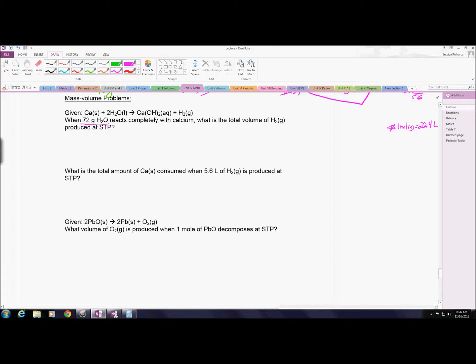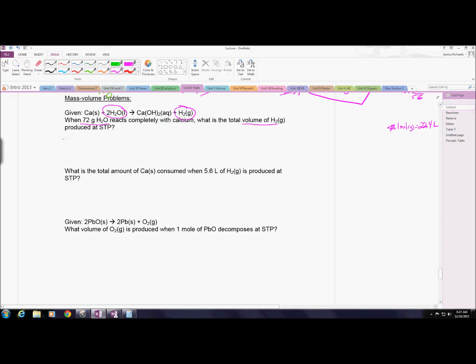When 72 grams of water reacts completely with calcium, what is the total volume of hydrogen gas? Now notice they put in the word calcium, but they gave us a number for water, and they want us to find volume of hydrogen. So we really don't care about the calcium. We only need the thing they gave us a number for and the thing they want us to find. Why do they bother to write in the word calcium? Probably to confuse you, to see what you're going to do with it. We're not going to fall for that trick.